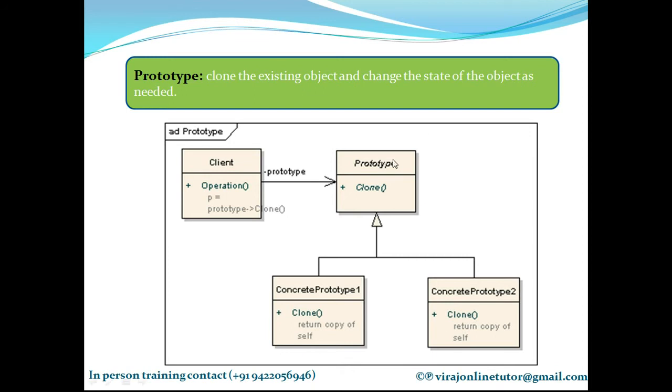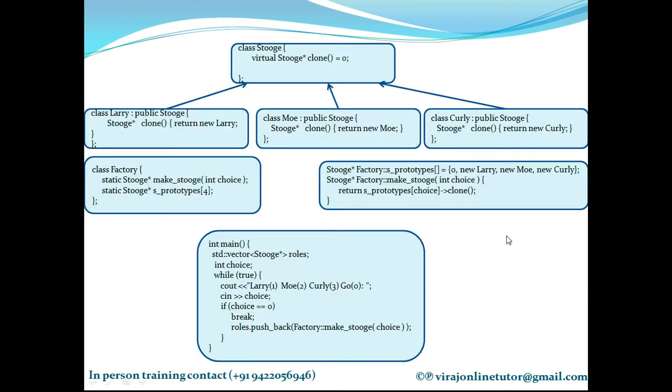Make sense? Now I'll give you a code example of the prototype design pattern. Let's try to have a real life example here. I have a class called Stooge. This Stooge is a prototype class. If you compare it with the UML diagram I showed on the previous slide, class Stooge is the prototype class. In this I have a pure virtual function called clone, which I can't forget because prototype is clone. Then I have different concrete prototypes here.